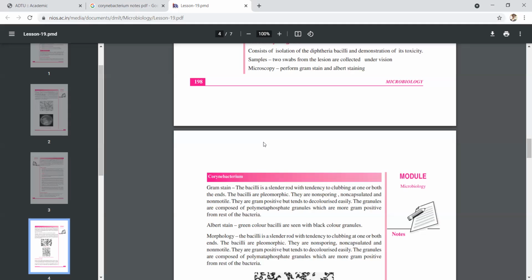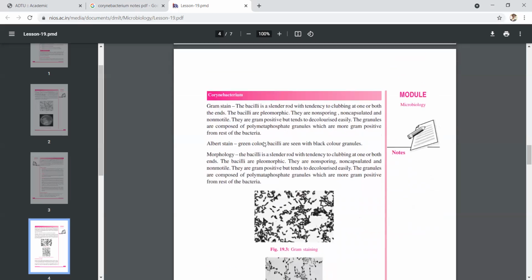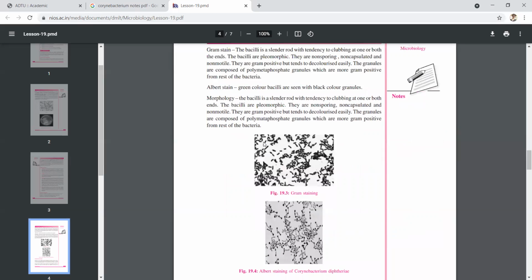When you perform Albert stain, what will you see? You will see green color bacilli present with black color granules. Granules means small dot-like things, grain-like. So those are granules. Okay, so that's all about the stains.